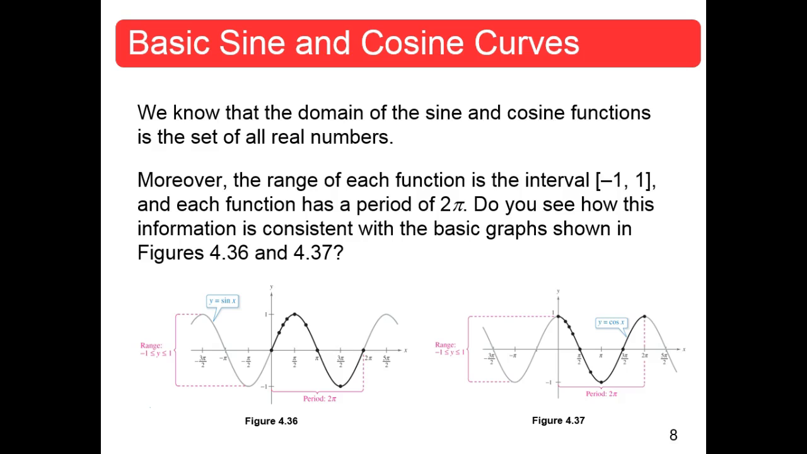Each of these has a period of 2 pi. When it's sine x or cosine x, period of 2 pi. Do you see this information is consistent with the basic graphs shown in these two? They're just repeating those two graphs. Domains all real numbers for both of them, range between plus and -1 for both of them, and smooth and continuous functions. Period, 2 pi, period, 2 pi.